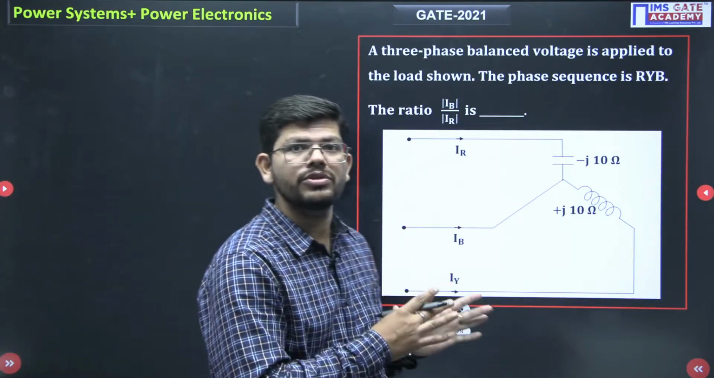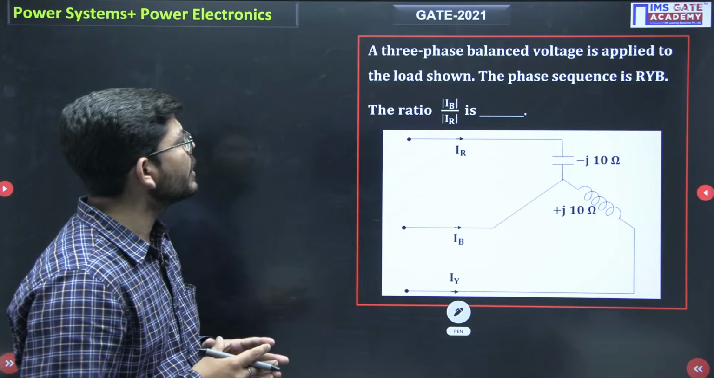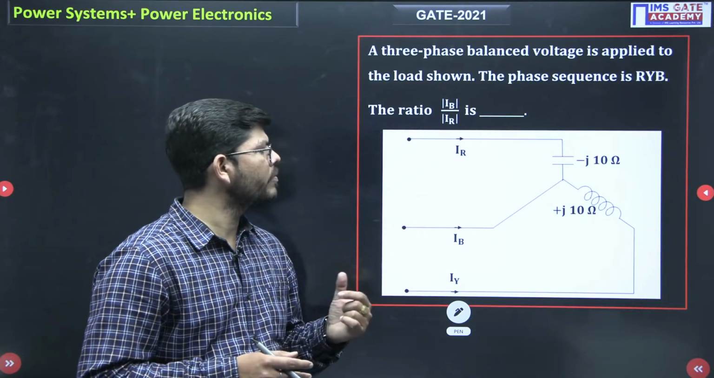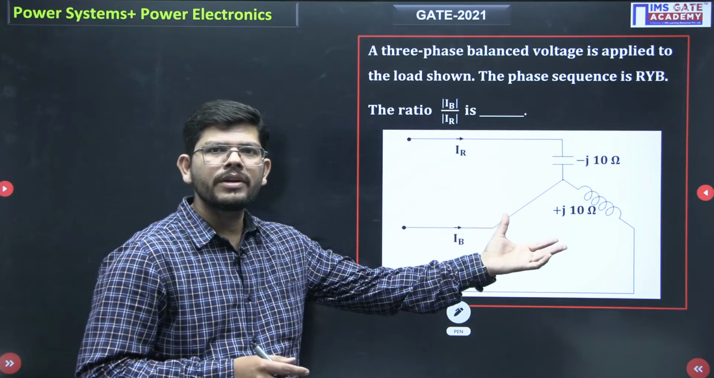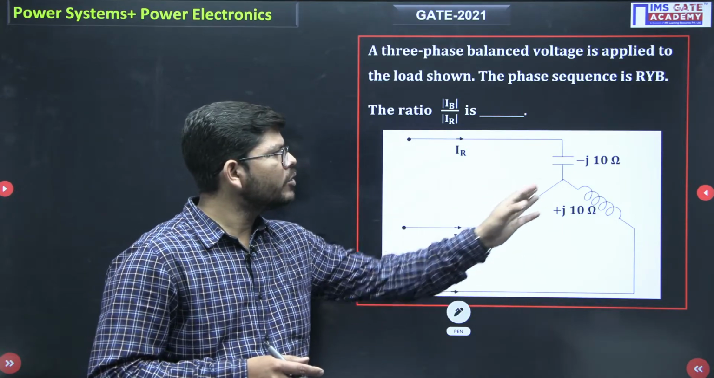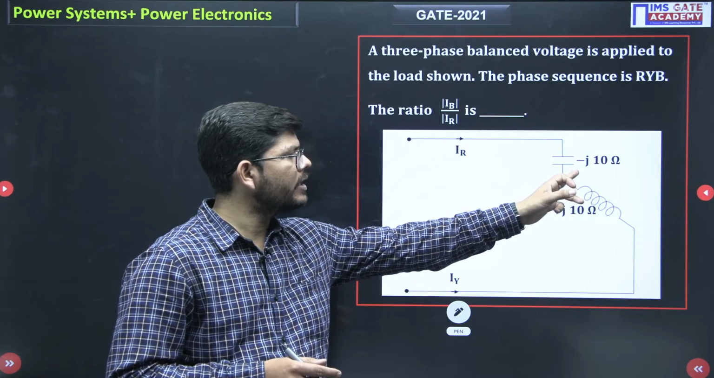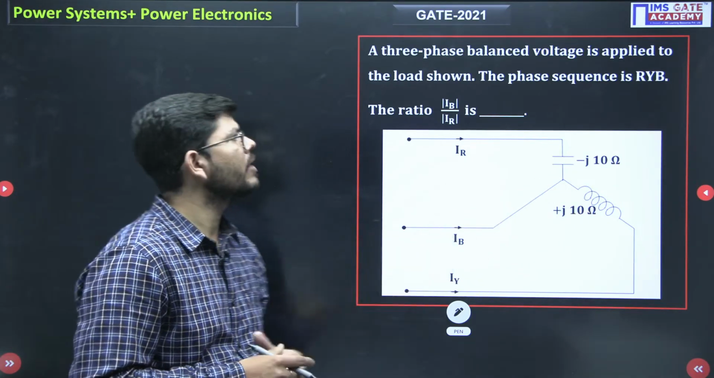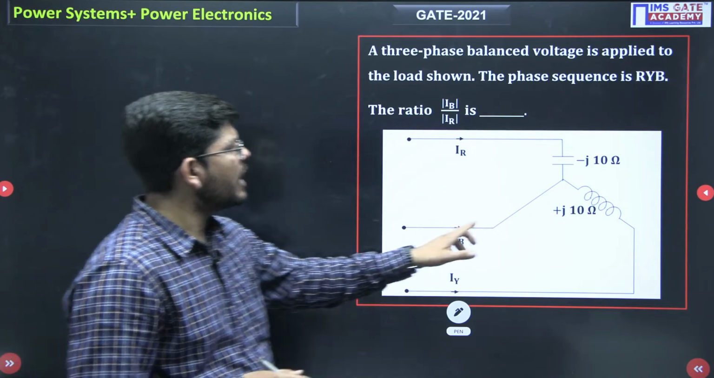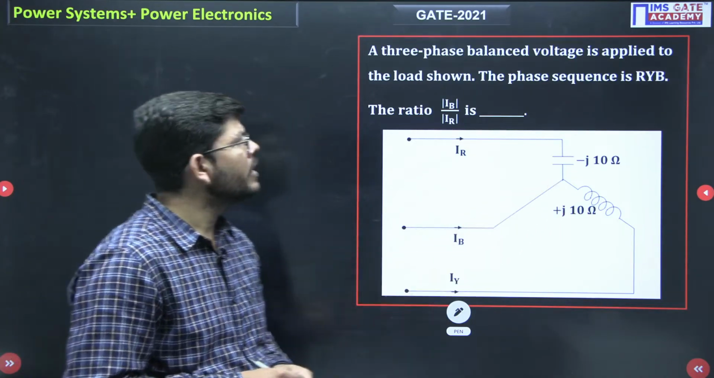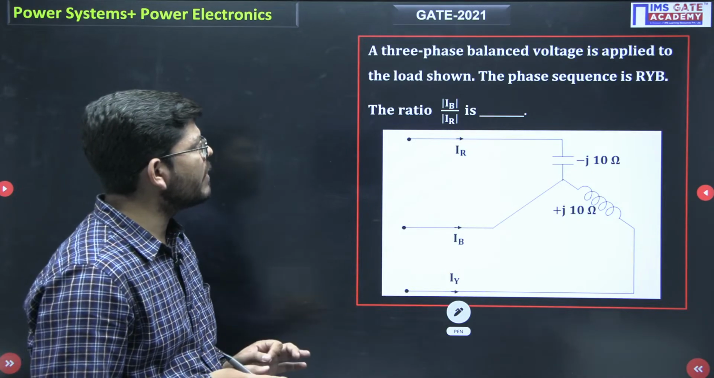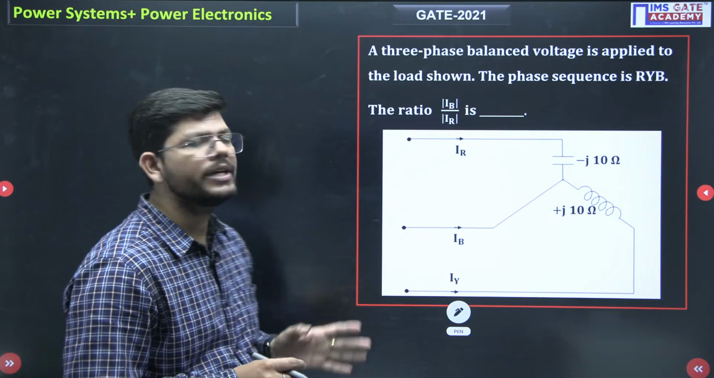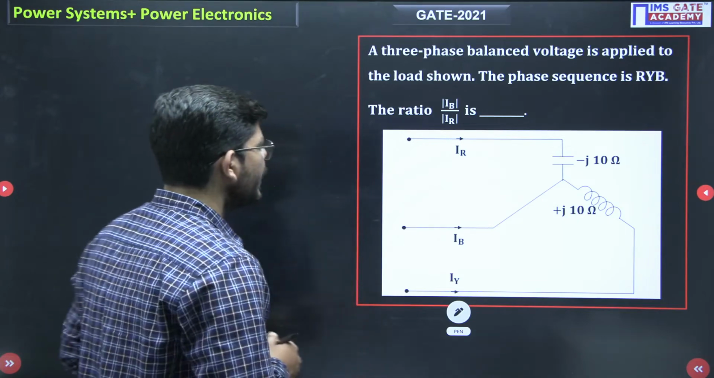So just see this question. What has been given here? A three-phase balanced voltage is applied to the load shown below. We have this load in which this reactance is J10, this is J10, and there is nothing connected to this terminal. This is a kind of short created here. The phase sequence is RYB. Then we have to find the ratio of IB to IR.